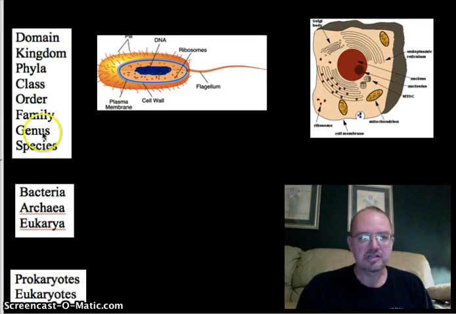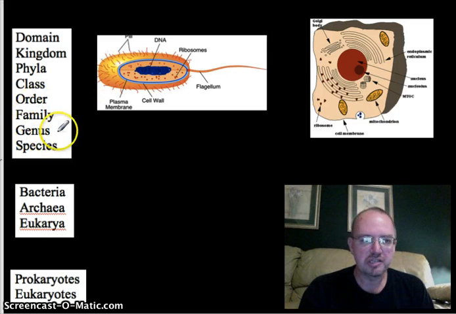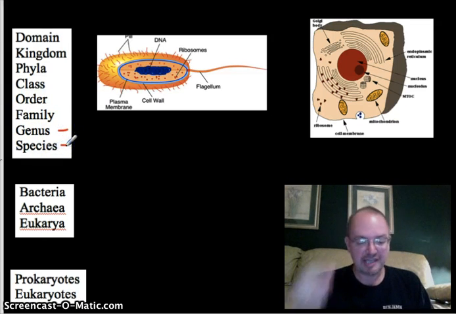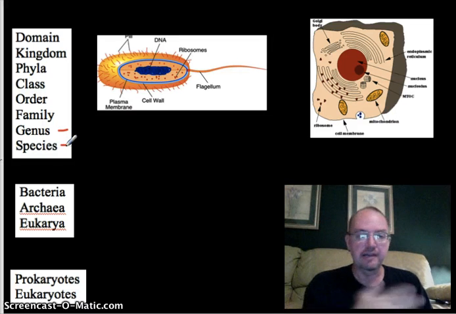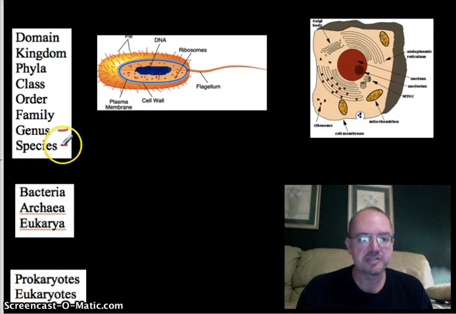It's not just going to be genus and species. We have the genus and the species that we've talked about, but there are actually 8 different levels. And the most specific of the levels, of course, is the species. But we have all the way from domain down to kingdom, then the phyla, then the class, then the order, then the family, then the genus, then the species.